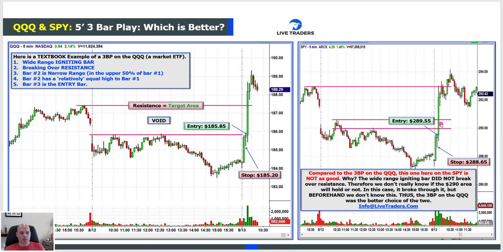So why did I put both of these up? I put both of these up for a specific reason. Why would you take the one into resistance versus the one that just cleared resistance? The answer is simple. You wouldn't, but yet some people do. If you're looking at two different ideas, ask yourself which one is better. In this case, it's easy. The Qs are far better bet in this scenario. Now, did they both work? Yes, they both work, but you don't know that before you take it. You don't know if either one of them is going to work.